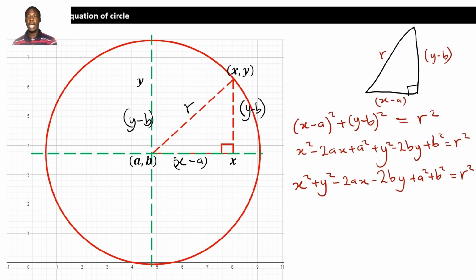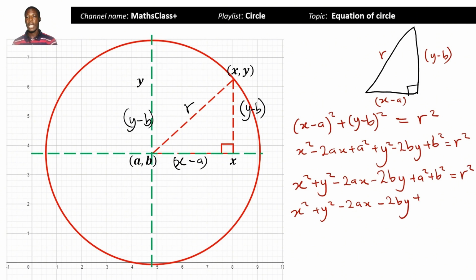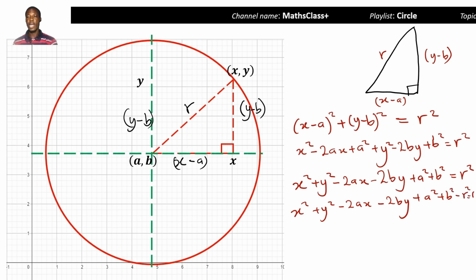So I'll also bring the r squared to this side of the equation. That gives me x squared plus y squared minus 2ax minus 2by plus a squared plus b squared minus r squared is equal to 0. That will be the equation of a circle.